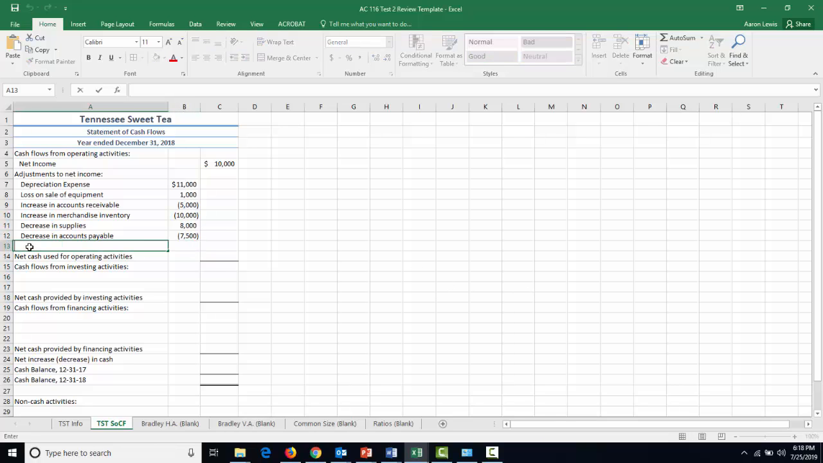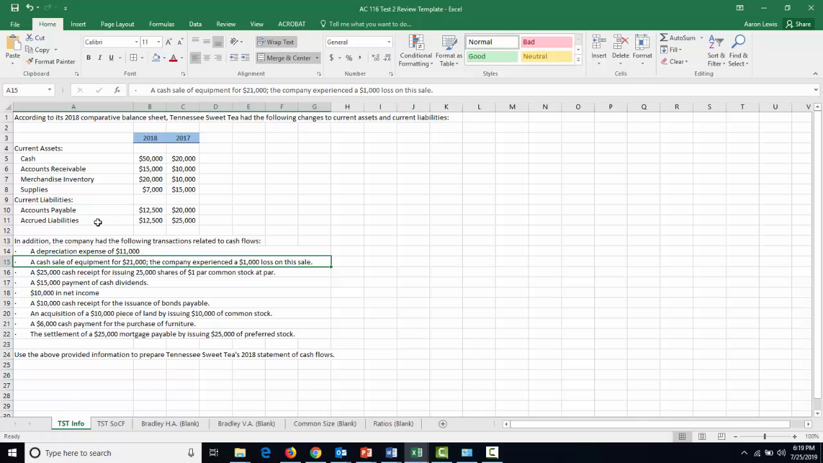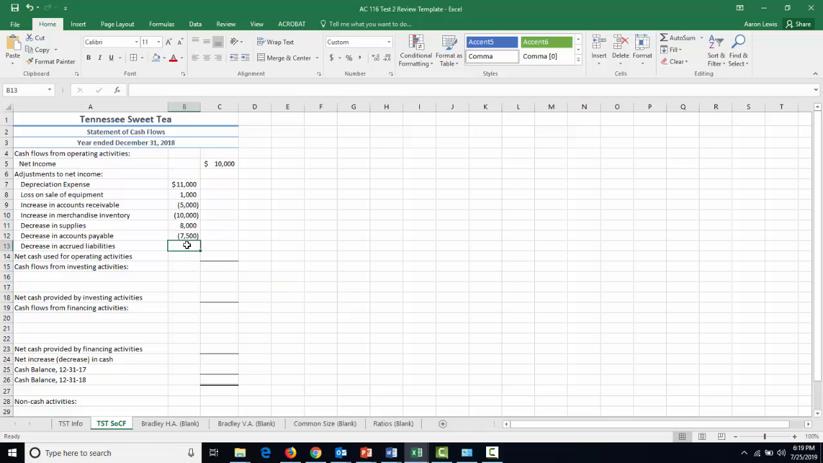Our last one that we have is our accrued liabilities, and as we saw a second ago, and I'll go back, our accrued liabilities decreased. So we have a decrease in accrued liabilities. Well, if we go to our information, we see that our accrued liabilities decreased from $25,000 to $12,500. So that is a $12,500 difference. That's the amount of our decrease. We're going to throw that in here, and we come up with negative $12,500.